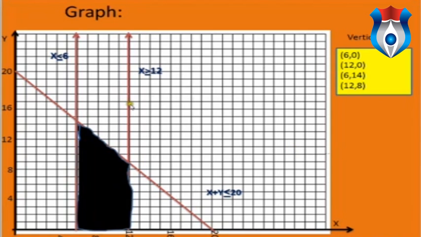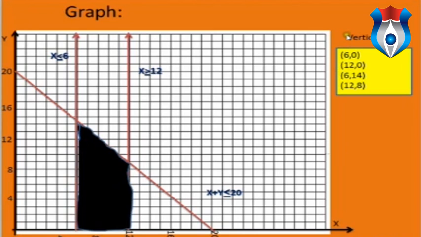We graph each of the lines right here. So we have X is greater than or equal to 6 going down right here, and we have X is less than or equal to 12, which is right here. And then we have the other one, which is X plus Y is less than or equal to 20, and this is the line right here. And since we have the natural constraints, it has to be in the first quadrant.